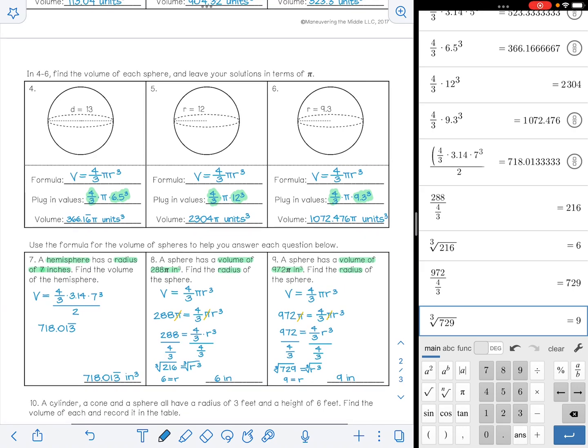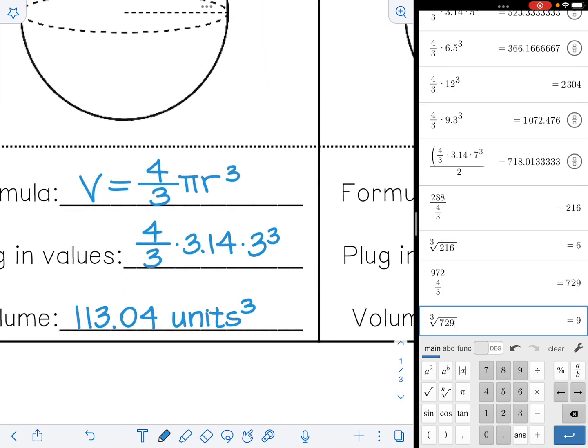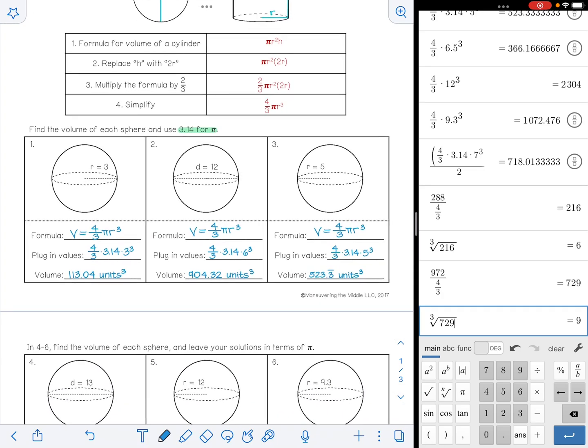Your homework for today is going to be the volume of spheres assignment that is going to be due on Monday for an accuracy grade. Please make sure you are showing your work. At the very least, you should be showing what you are plugging into your formula to get out your volume like we did in these example problems.